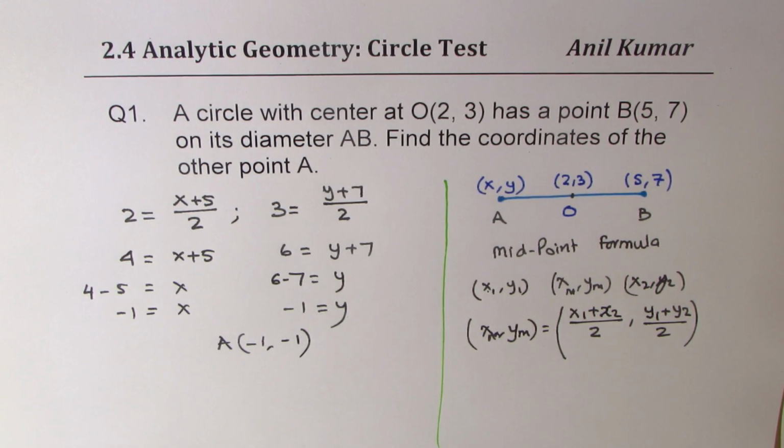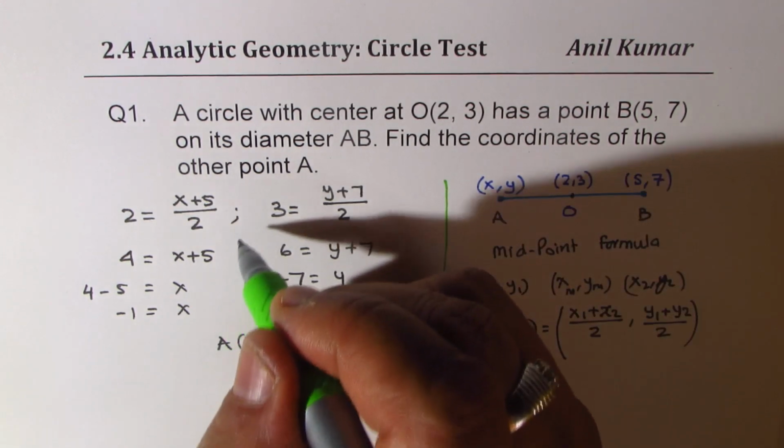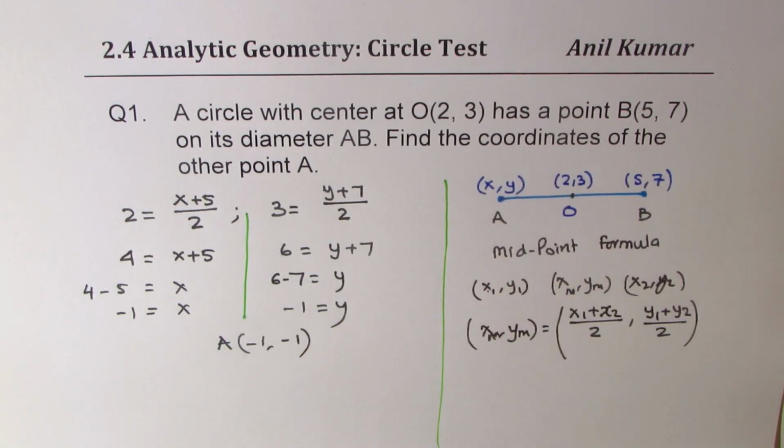Is that clear? So that is how we could actually solve it. This is an extremely important question, which we also did in 2.1. So I hope that helps. Now let's move on to question number 2.